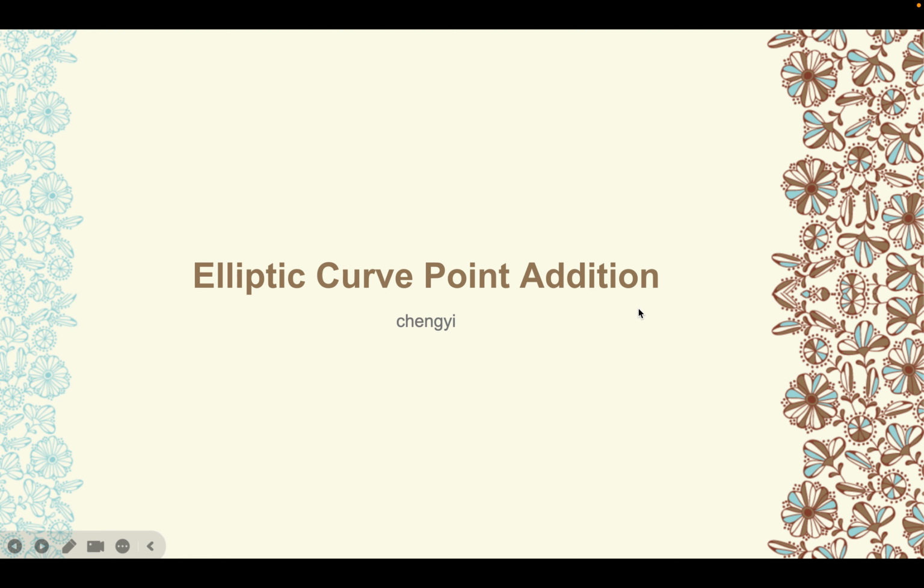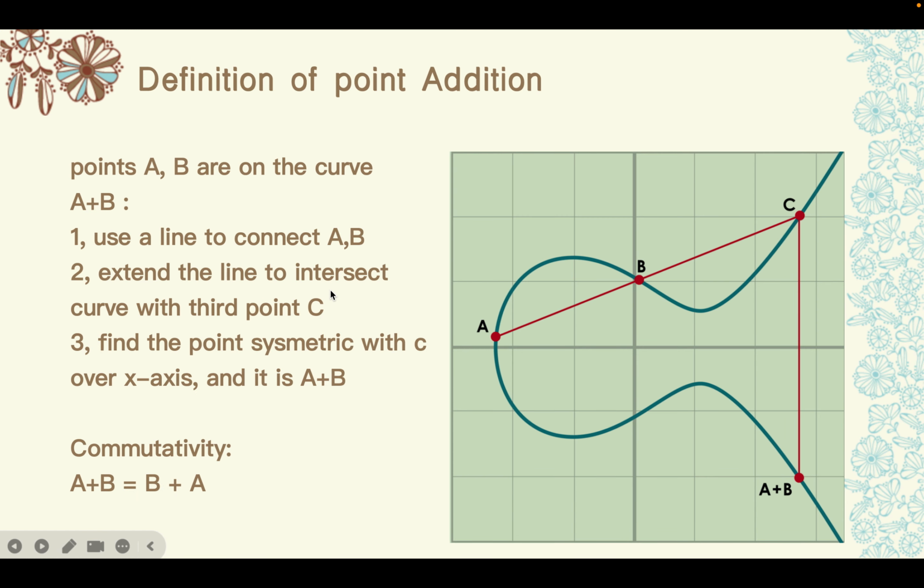In this video, we will introduce how we can do point addition for points on the elliptic curve. So let's see how we can define the addition. Given two points on the curve, for example, point A and point B, how can we define point A added to point B?